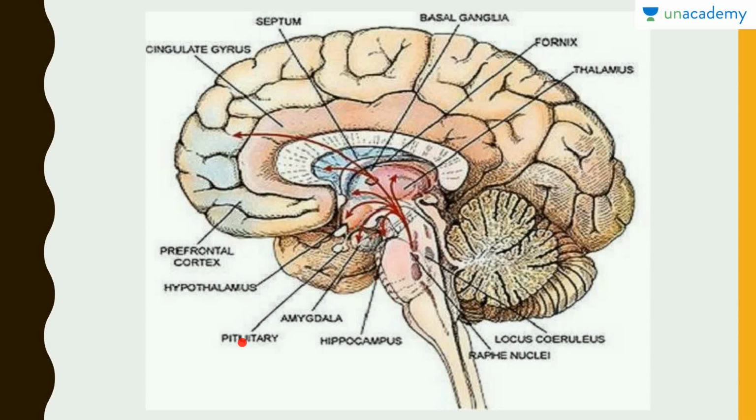So here we can see that the amygdala is present here. We've got the pituitary gland right there. The hypothalamus is present here just below the thalamus.